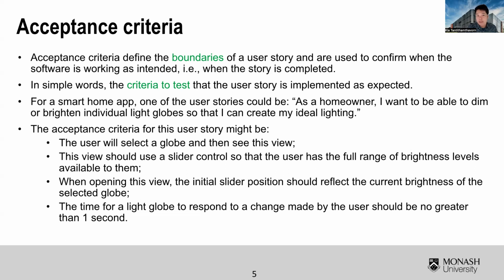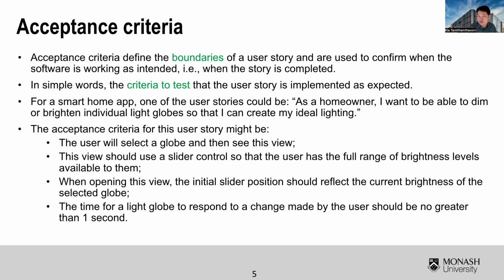For a smart home application, one of the user stories could be: as a homeowner, I want to be able to dim or brighten individual light globes so that I can create my ideal lighting. I need some style, some good lifestyle. Today we're going to a dancing floor. So we need to dim and brighten, change the color, that kind of thing. That's a smart home. So what is the acceptance criteria?